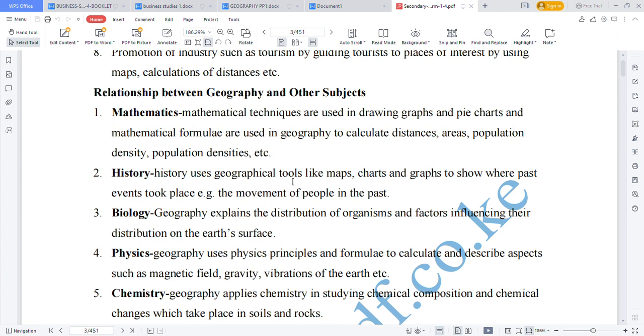So what is the next thing you're going to talk about? How is geography related to other subjects? How is geography related to mathematics? Why do you need mathematics to study geography? Or why do you study geography and also do mathematics?